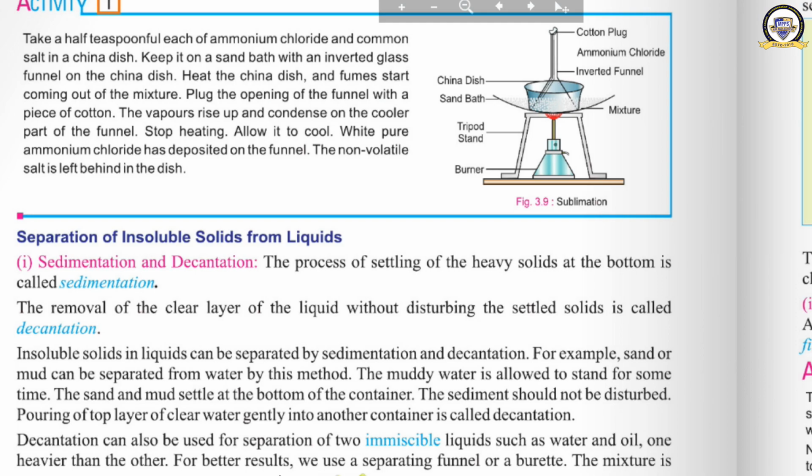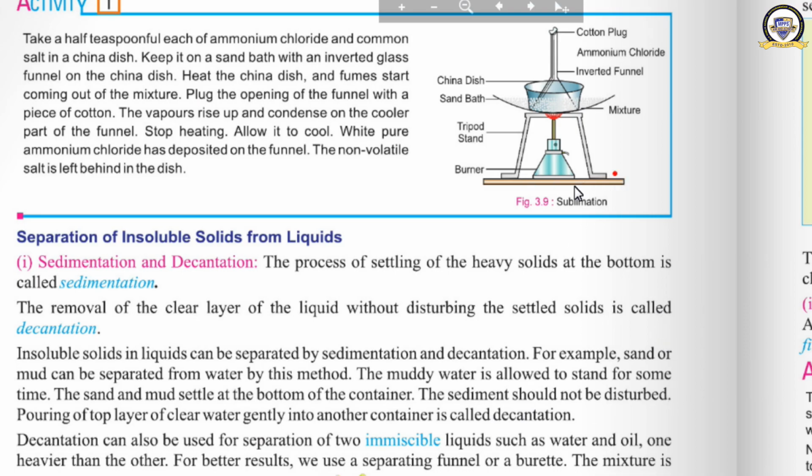Okay, for better results, we use a separating funnel or a burette. If we want to separate sand and water, then we can use another method of separating the mixture using a funnel. If we pour the impure water through the funnel, then the water we get in the beaker will be pure, and the impurities will be stored in the funnel.